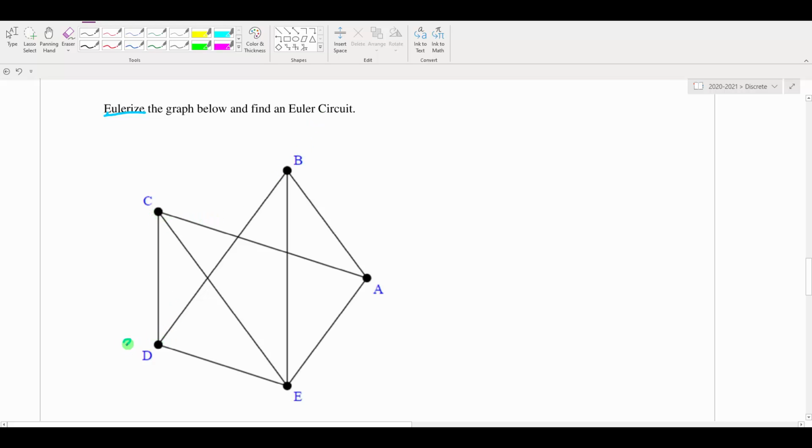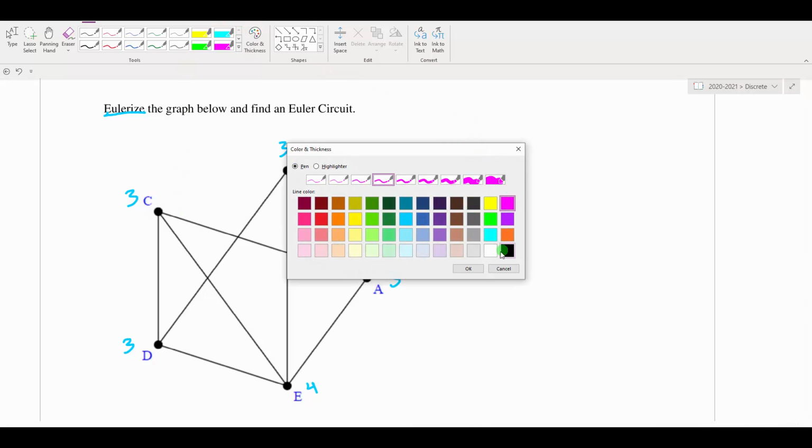So we've got degree of 3, 1, 2, 3, 4, degree of 4. 1, 2, 3. This has a degree of 3. 1, 2, 3. Degree of 3 and 1, 2, 3. So this one has a degree of 3. So there is certainly an issue with this graph. There is no Euler path or Euler circuit with the way it is currently. So we are going to have to Eulerize.